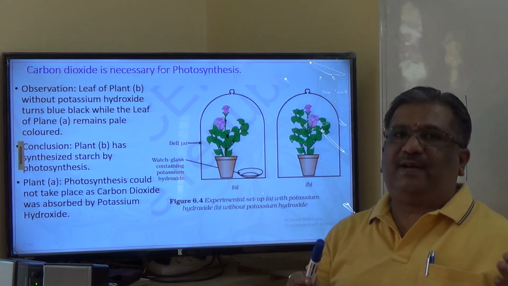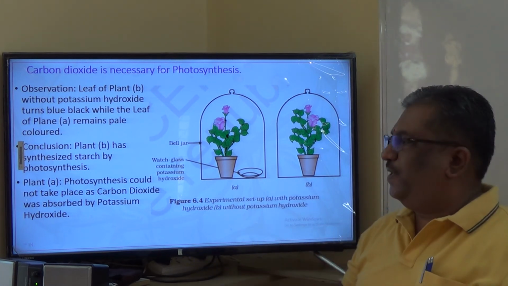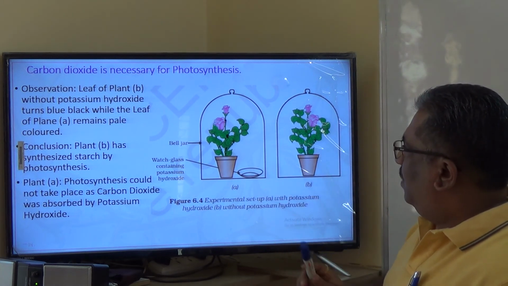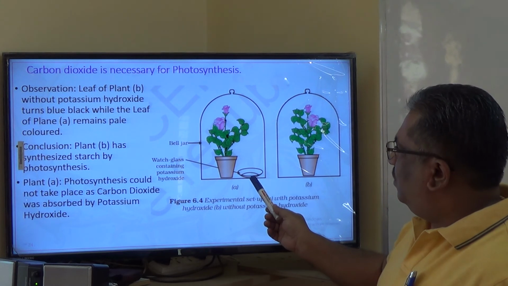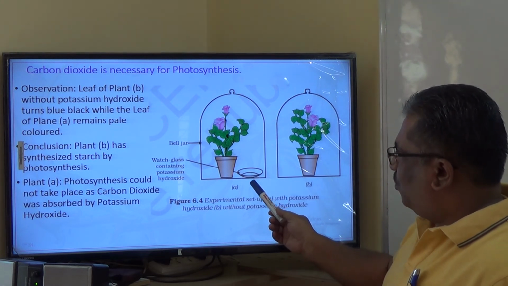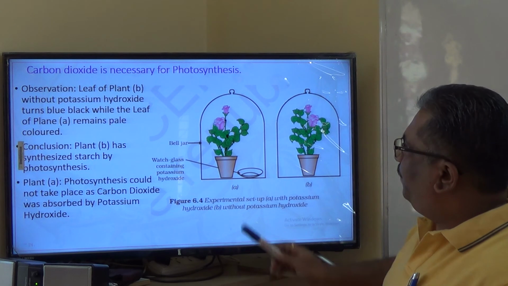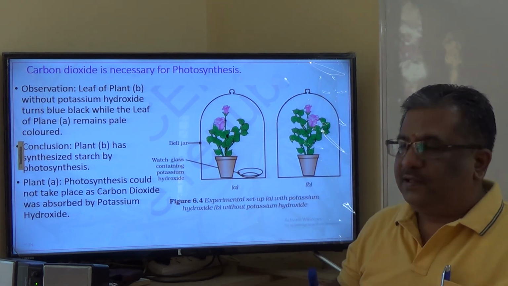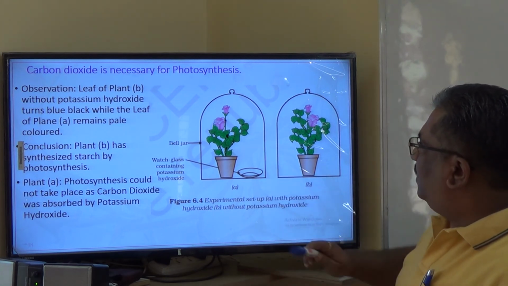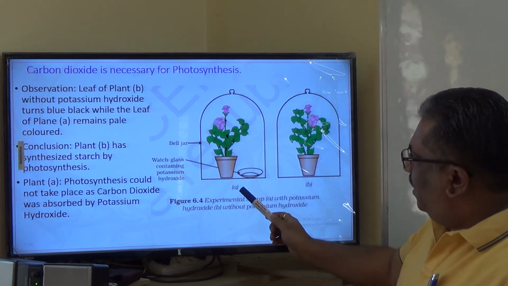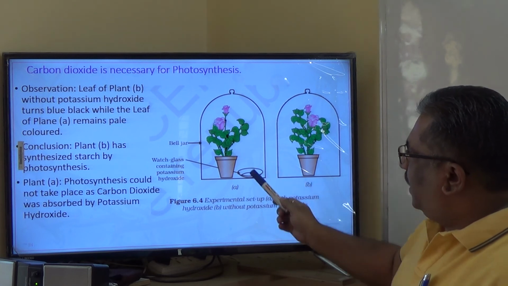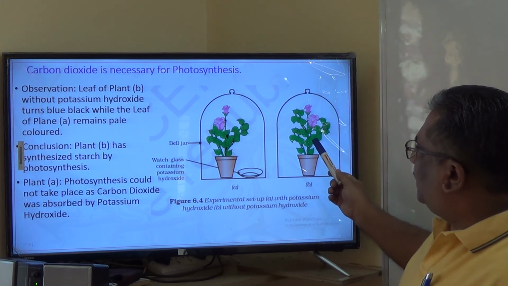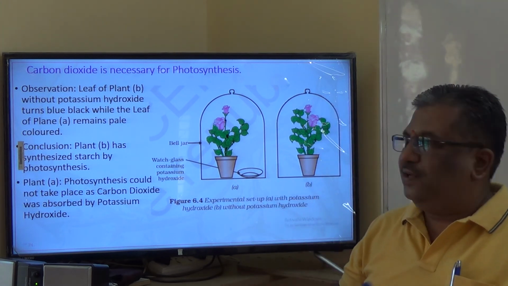That means no more CO2 can go in, isn't it? From the atmosphere, CO2 cannot go into the plant. So in this setup, here you have placed KOH, potassium hydroxide solution. Here there is no KOH present. When it is subjected to sunlight for about 6 to 7 hours, take the leaf of this plant and the leaf of this plant. A is the leaf of the plant where KOH was kept. B is the leaf where the plant was kept under the bell jar without KOH.